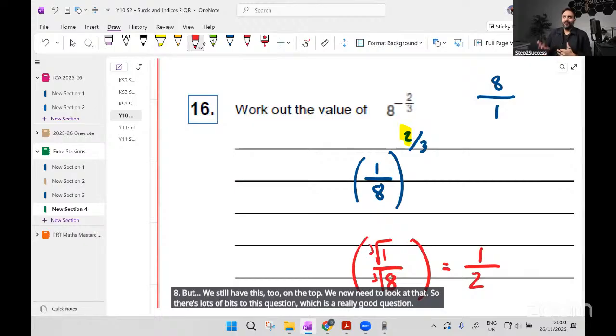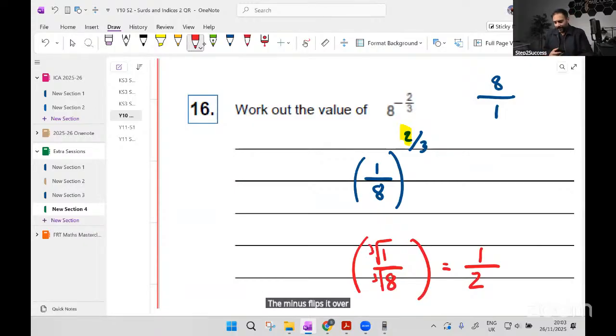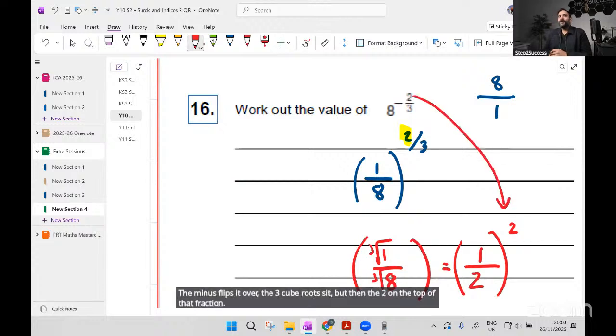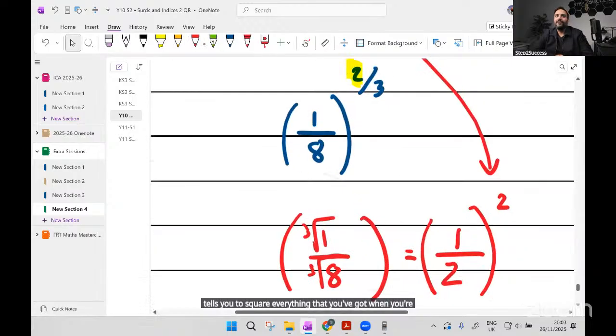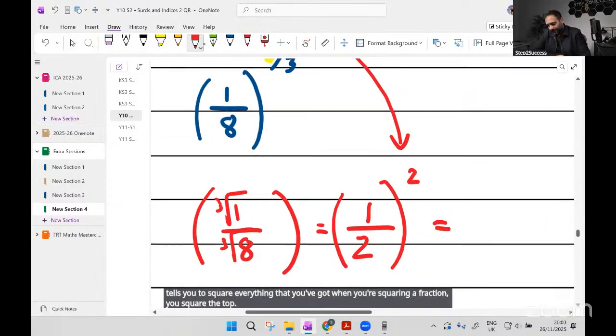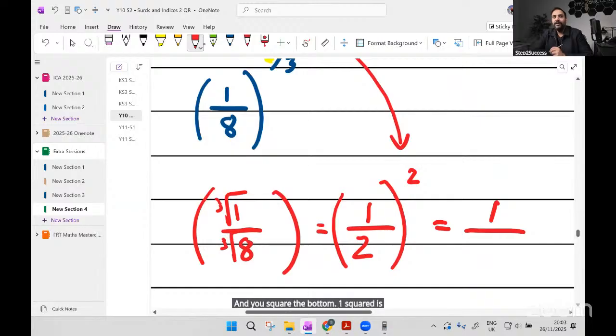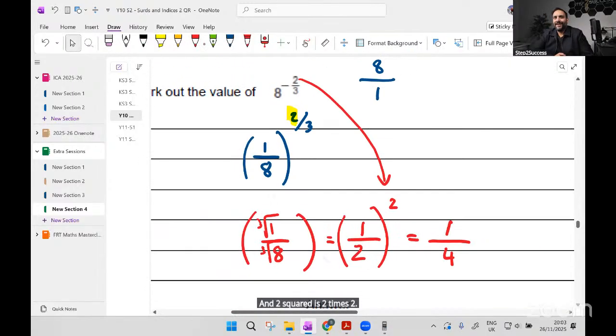The minus flips it over, the 3 cube roots it, but then the 2 on the top of that fraction tells you to square everything that you've got. When you're squaring a fraction, you square the top and you square the bottom. 1 squared is 1, 1 times 1, and 2 squared is 2 times 2, which is 4. Now, again, that's the answer to the question.